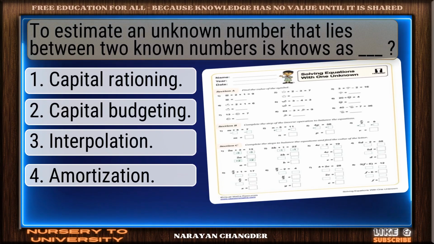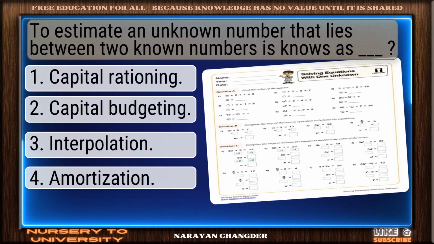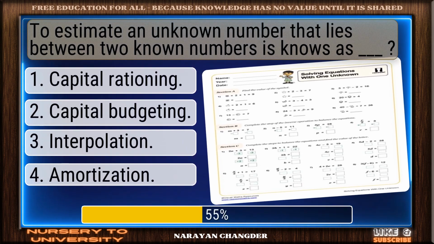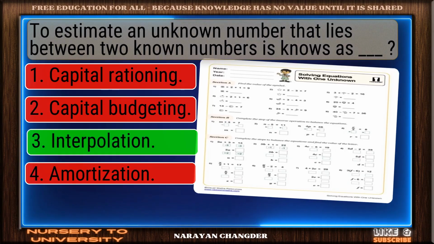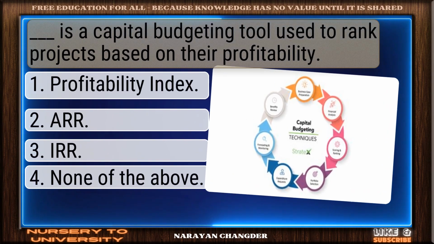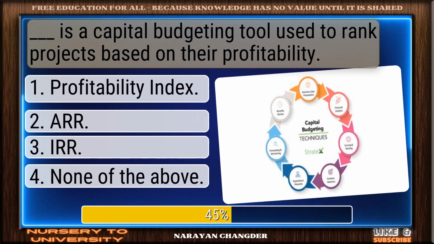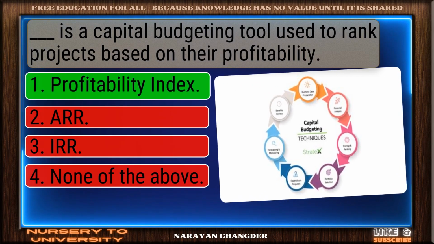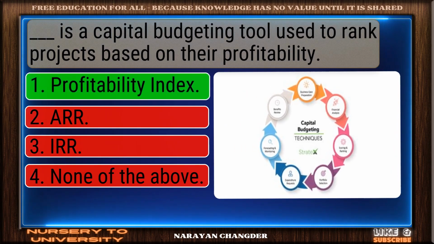To estimate an unknown number that lies between two known numbers is known as DASH. Nicely done. Interpolation is a solid answer. DASH is a capital budgeting tool used to rank projects based on their profitability. Well reasoned. Profitability index is the correct choice.